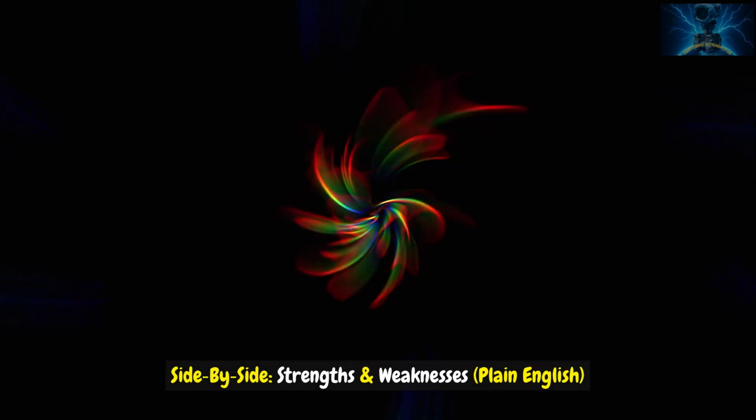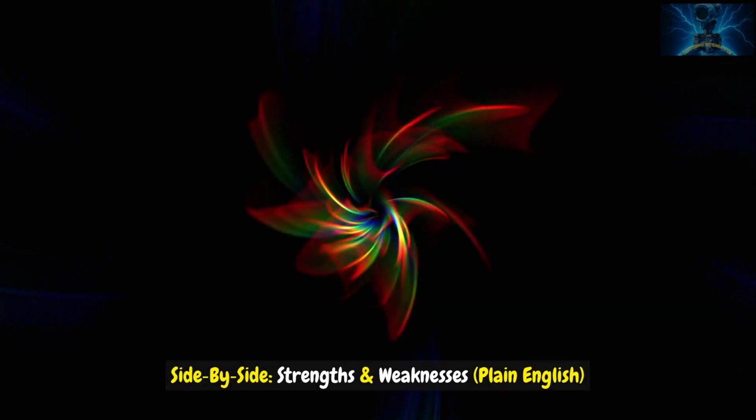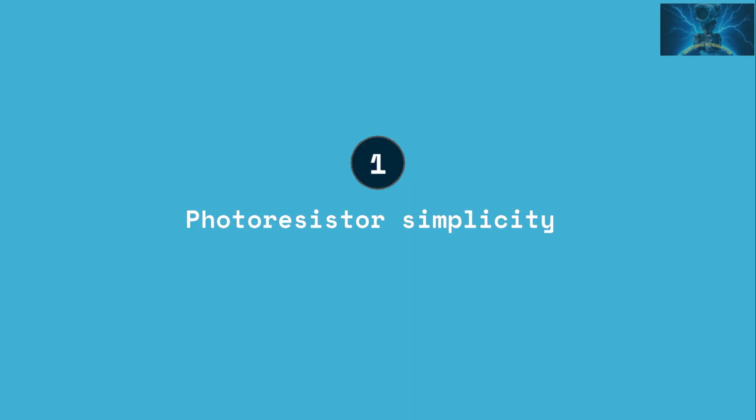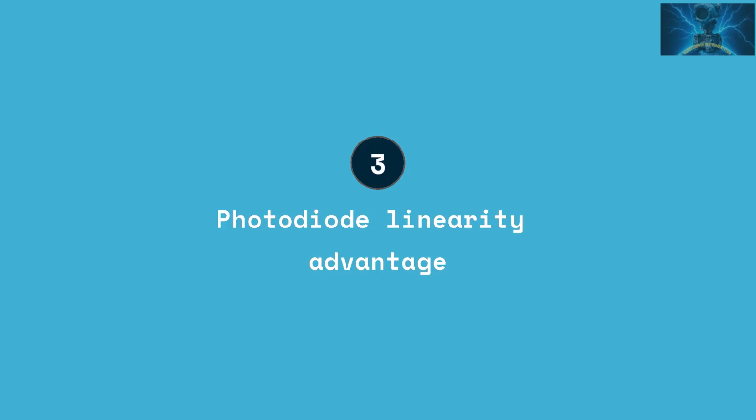Side by side, strengths and weaknesses, in plain English. Simplicity: photoresistor wins, two parts and a meter. Photodiode needs an amplifier for best results. Speed: photodiode wins by a mile. Microseconds versus tens to hundreds of milliseconds for CdS. Linearity: photodiode is more linear over a wide range. Photoresistor is nonlinear.